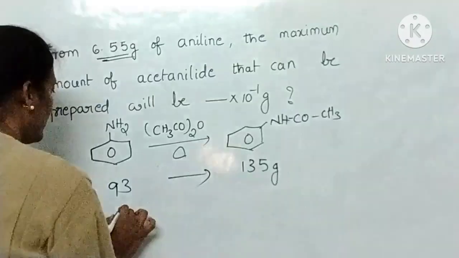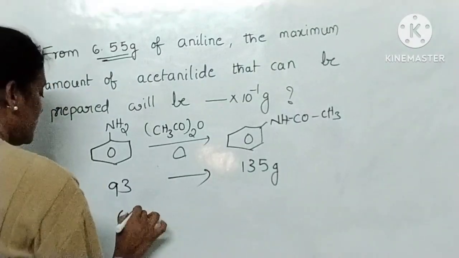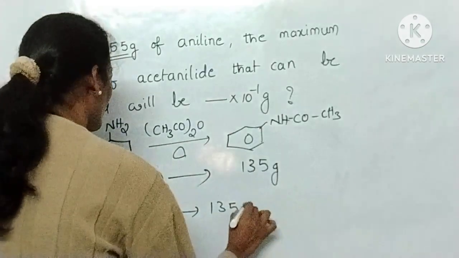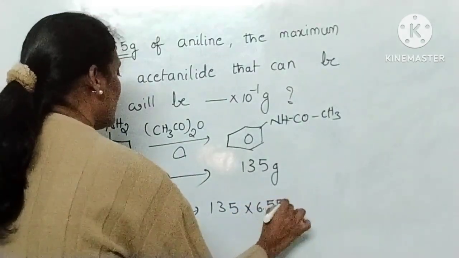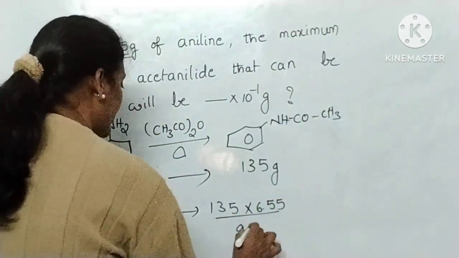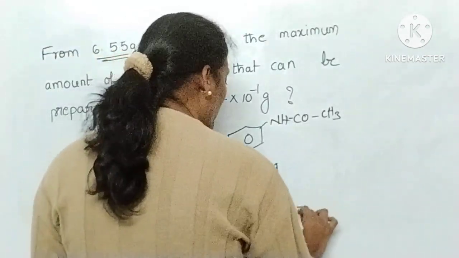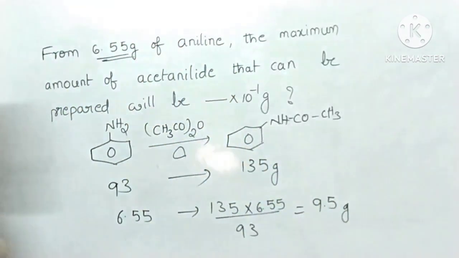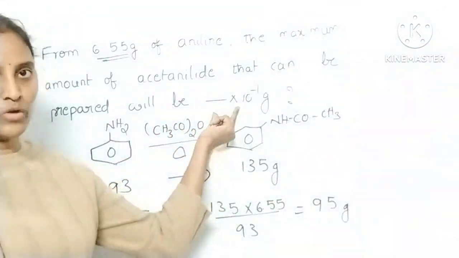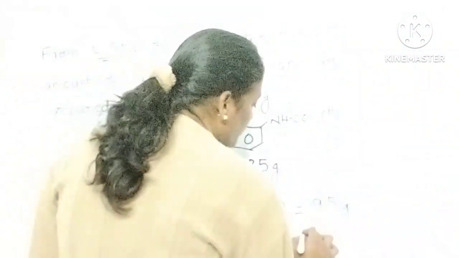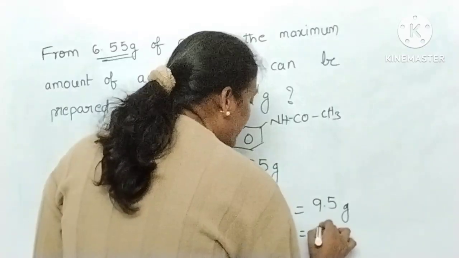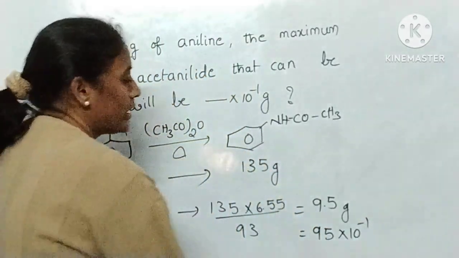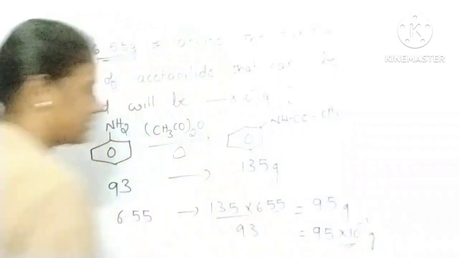So you can write 135 into 6.55 upon 93. So you will get approximately 9.5 grams. Then he is asking in this form, integer type, so you can multiply and divide with 10, then it would become 95 into 10 power minus 1 grams. This is your answer.